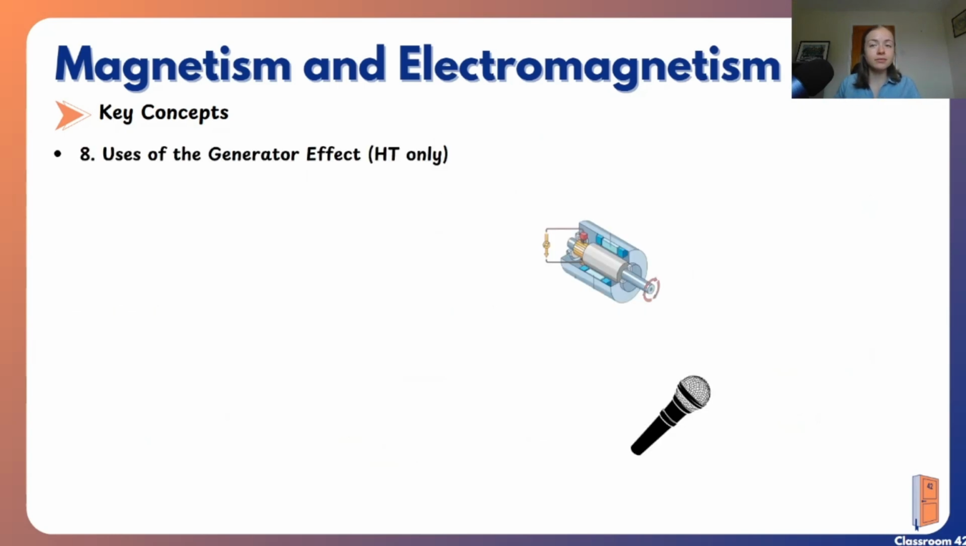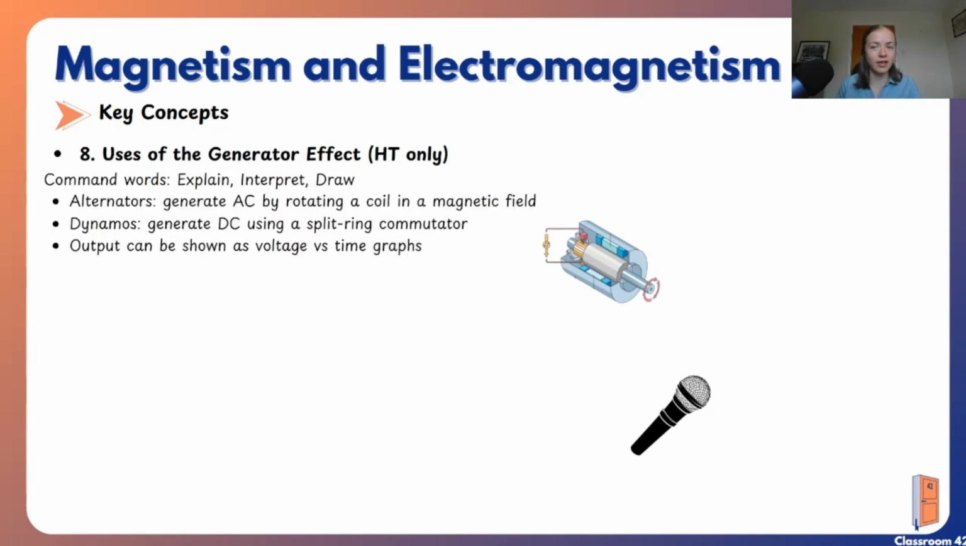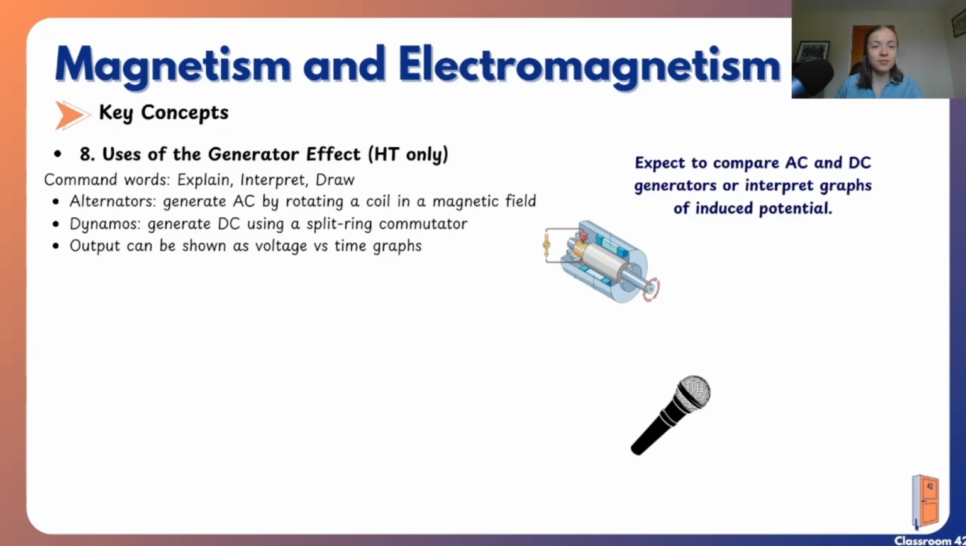So you may be asked to explain how induced current is created or how those factors we just discussed affect it. You also, as a higher tier student, need to be able to discuss the uses of the generator effect. So this could be explaining the use in alternators to generate an alternating current by rotating a coil in a magnetic field, or the use in dynamos to create a direct current using a split ring commutator. And the output can be shown as voltage versus time graphs. So expect to compare AC and DC generators and interpret graphs of induced potential as well.